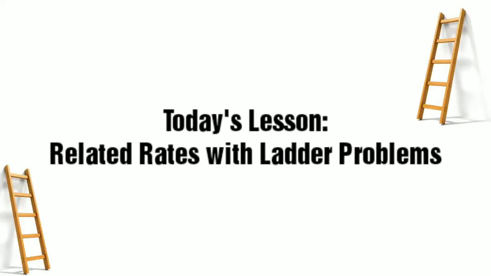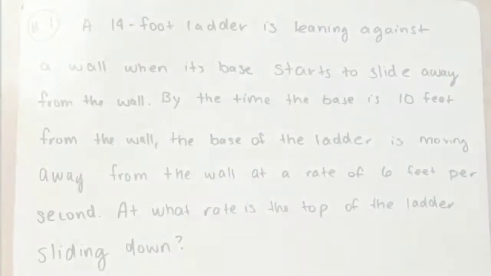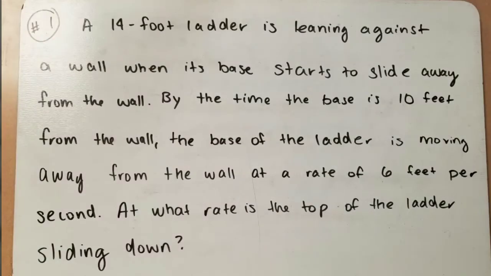Today's video will be about related rates with ladder problems. A 14-foot ladder is leaning against a wall when its base starts to slide away from the wall. By the time its base is 10 feet from the wall, the base of the ladder is moving away from the wall at a rate of 6 feet per second. At what rate is the top of the ladder sliding down?